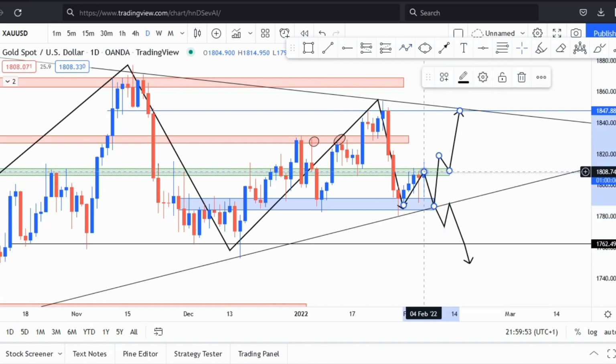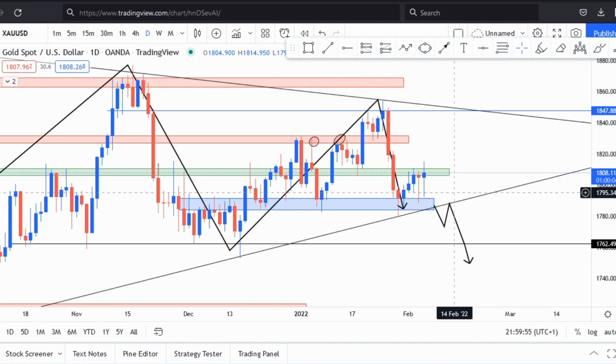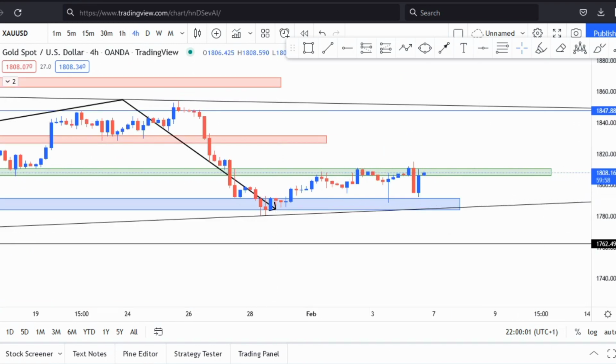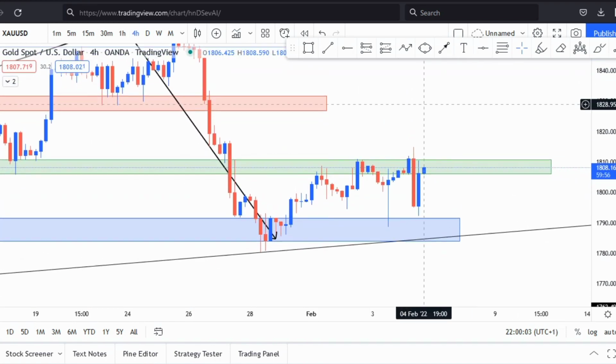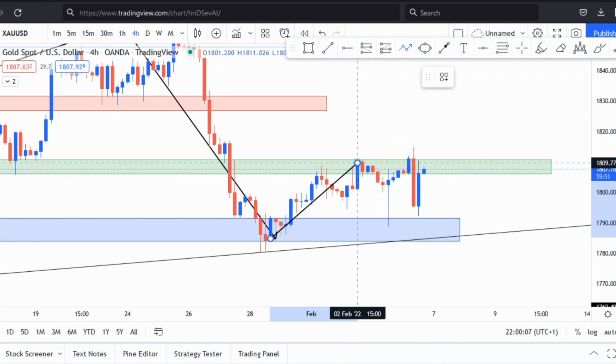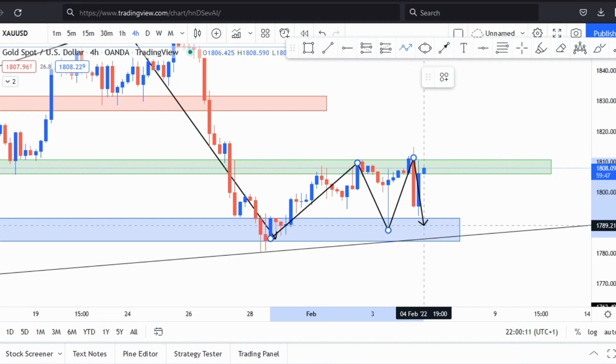But if price does break this 1762 level, then it will break it strongly and continue to the downside. All right. So now if we move to a much smaller time frame, that's the 4-hourly time frame, we can see clearly what's been happening, and that is price has basically been ranging within these two levels, back down, and now it's back up to this area here.